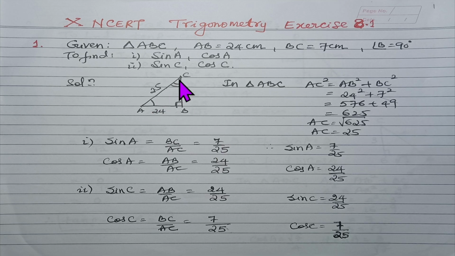Now we have to find out sin C. This is the angle C here. For cos C, it is AB upon AC, and that is AB is 24 and AC is 25. So 24 by 25, and sin C will be BC upon AC, and that is 7 by 25. So the method is very simple. Apply the Pythagoras theorem, find the third side, that is the hypotenuse in this case, and write down the values of all the trigonometric ratios.